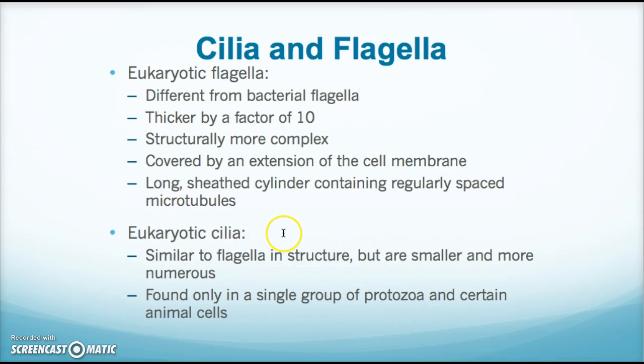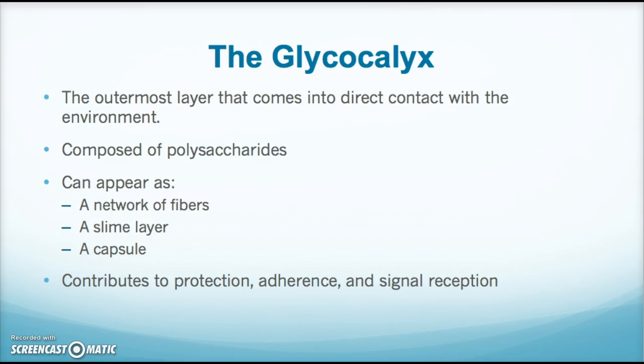There are also eukaryotic cilia, and these are similar in structure to the flagella, having those cylinders, those microtubules, but they're smaller and much more numerous, and these are only found in a single group of protozoa and some animal cells. So some of the cells in our body, for example, would have cilia. Once again, these aren't on all eukaryotic cells, but some.